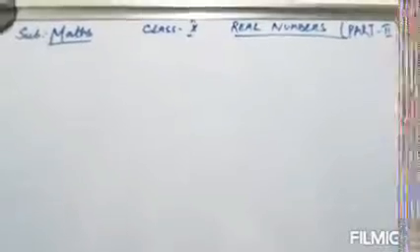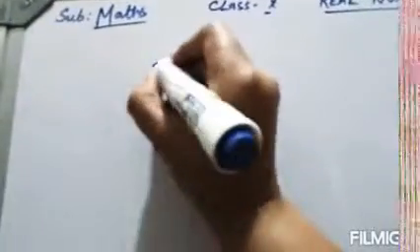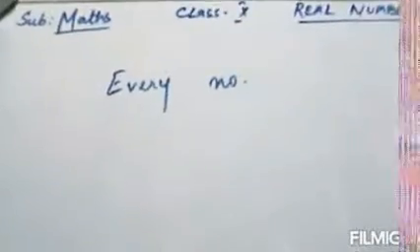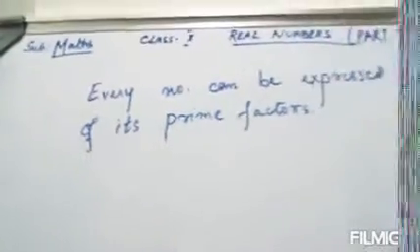See, because you have to know that every number can be expressed as a product of its prime factors. Okay, every number can be expressed as the product of its prime factors.